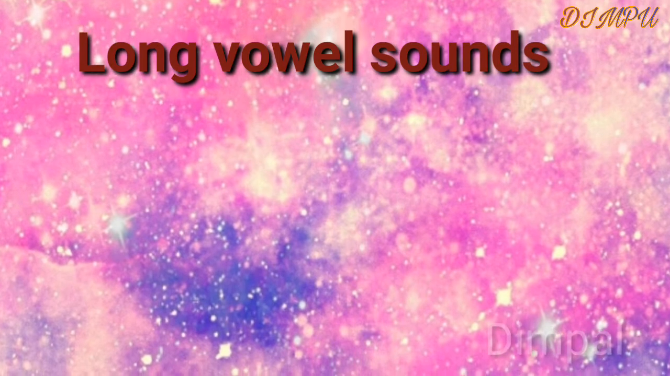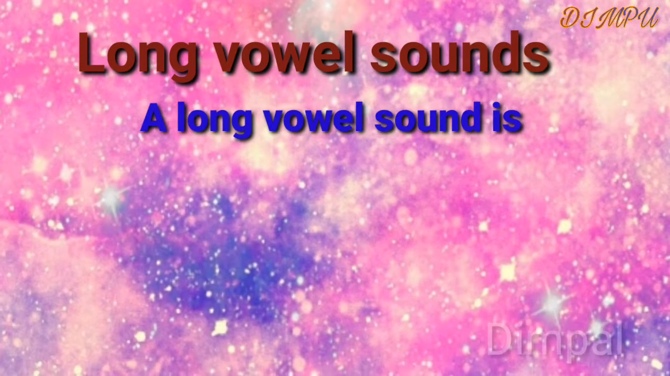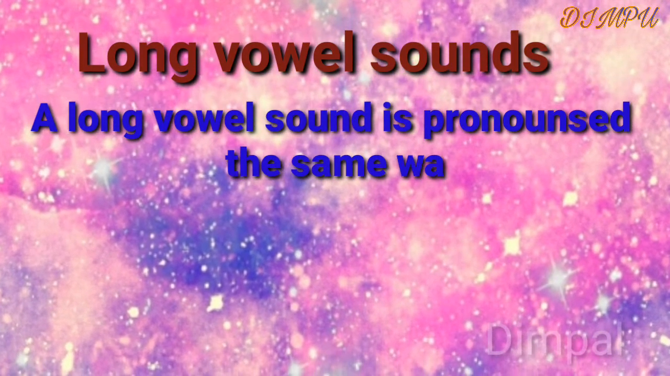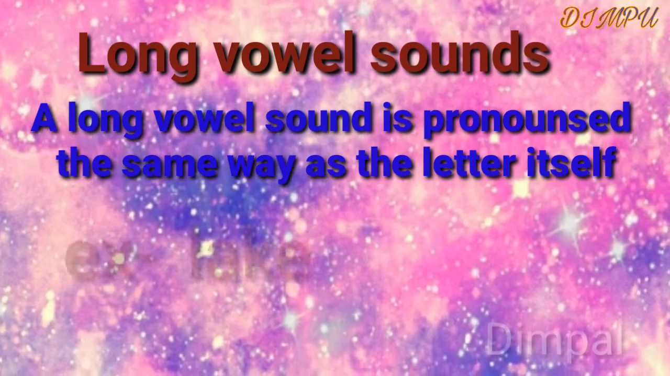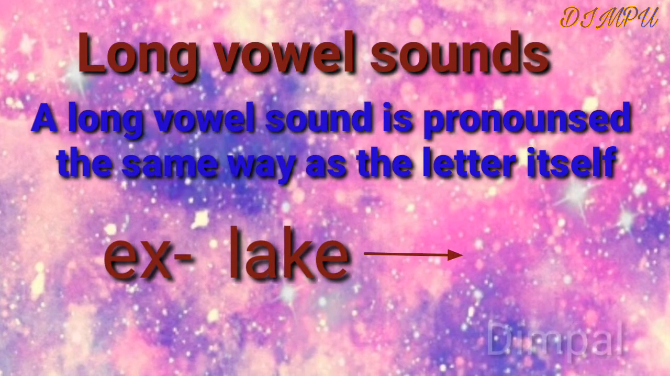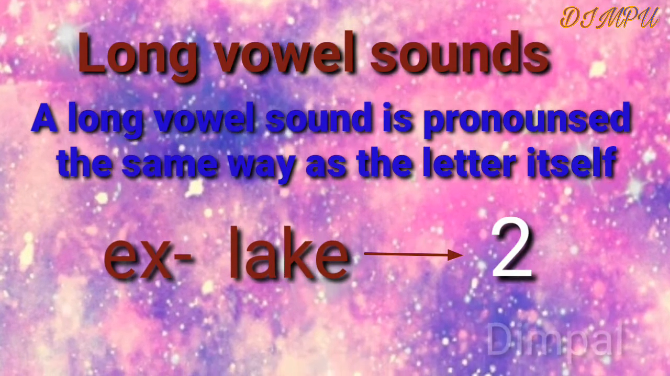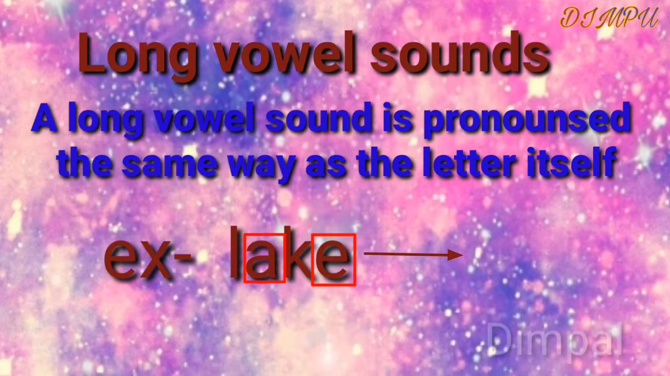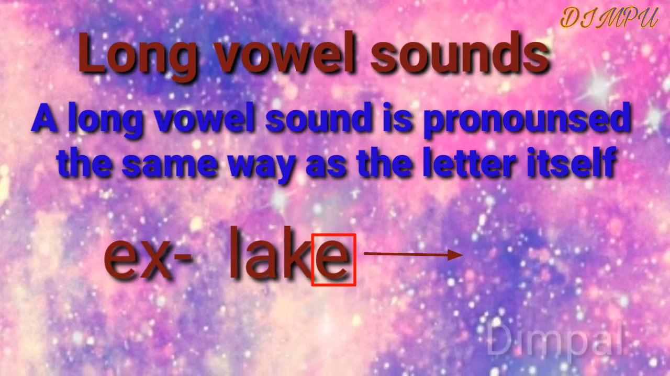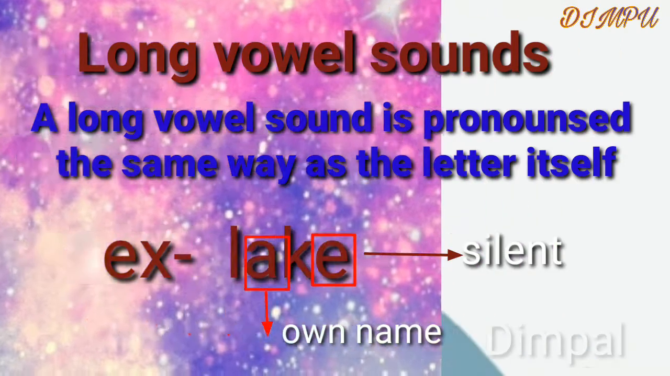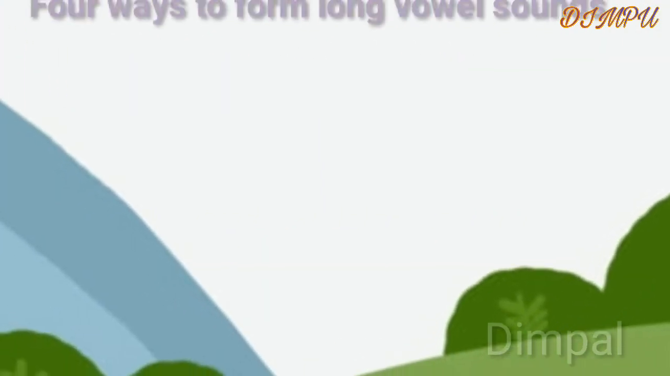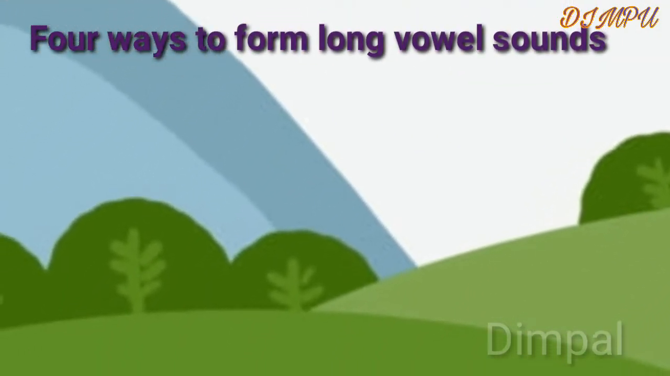Long vowel sounds. A long vowel sound is pronounced the same way as the name of the letter itself. Example: lake. This word has 2 vowels, A and E, but E remains silent, so the letter A tells its own name. 4 ways to form long vowel sounds.